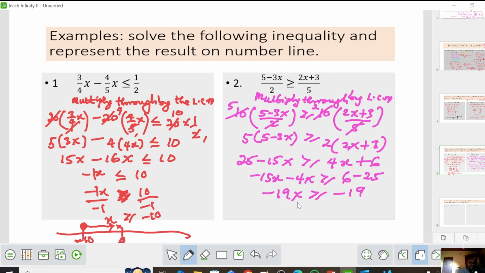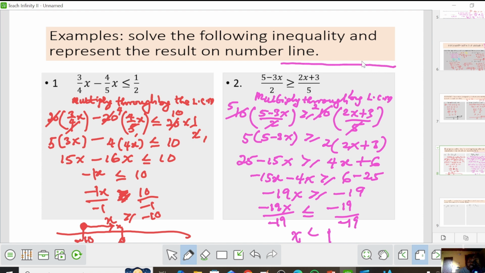Now I'm dividing both sides by minus 19. So both sides by minus 19, that's minus 19x divided by minus 19. So the sign will reverse. I mean the inequality sign will reverse. It's minus 19 divided by minus 19. So that this one will give me x is less than or equal to 1. And this can be represented using a number line.